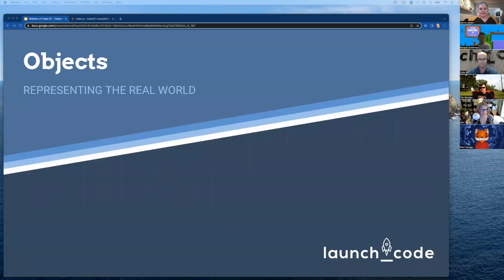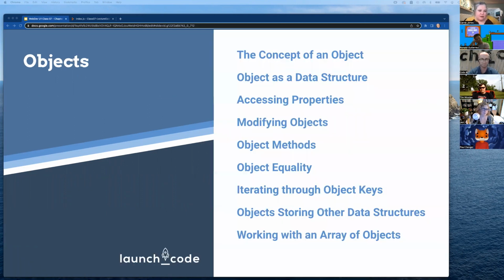Okay, let's talk about objects. An object represents the real world. Anything that you can describe can be an object. We'll talk about that concept, and about it as a data structure in terms of the code and the syntax. We'll talk about how to access properties, how to modify properties in an object, what methods look like, which are functions that are stored in objects, and the idea of object equality.